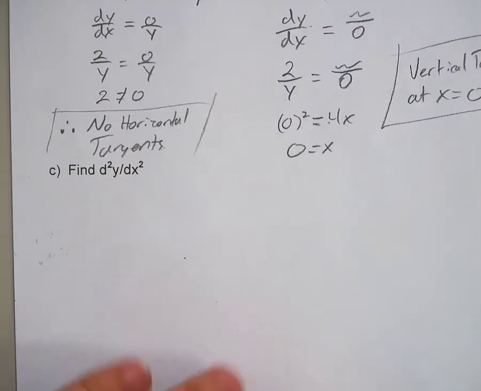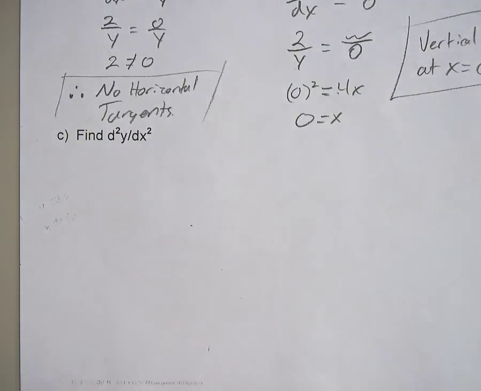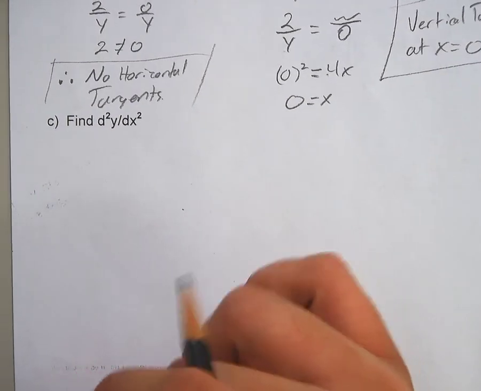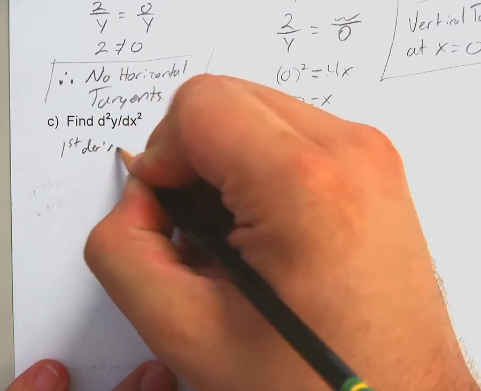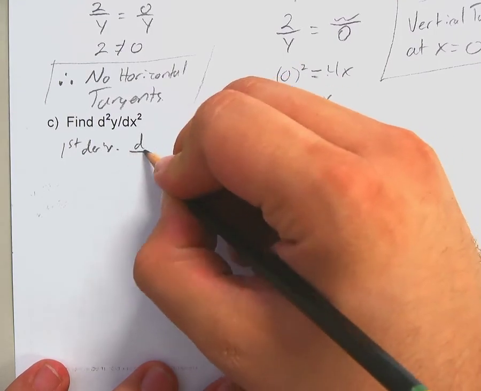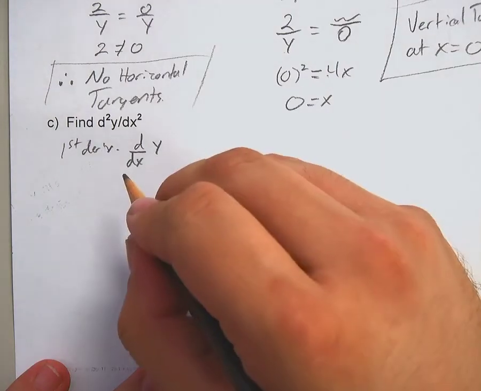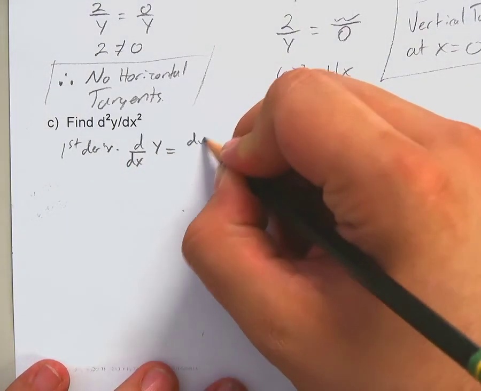And we get to the last thing here, which is the second derivative. It says d squared y over dx squared. Now, let me talk to you really quick about the notation here. You know that your first derivative was d over dx of y, right? We took d over dx, the derivative with respect to x, of y, and that gave us dy/dx.